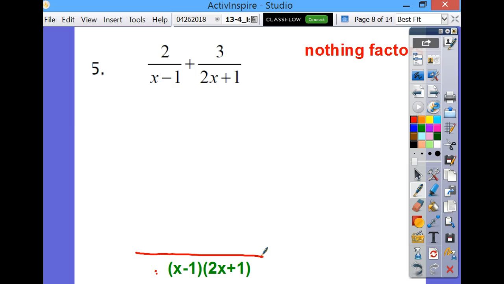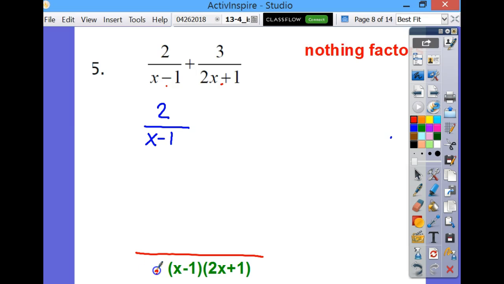If they don't have any common terms, you just use both of them. You can always find a common denominator by multiplying the two denominators together. Now, what do we do from there? This is the first fraction. This is the common denominator.